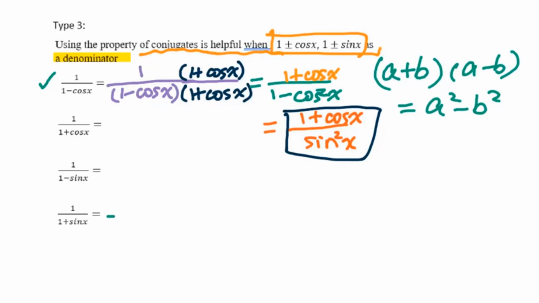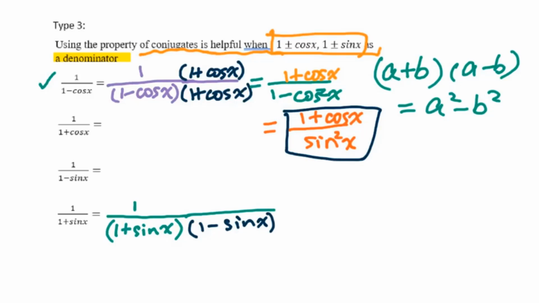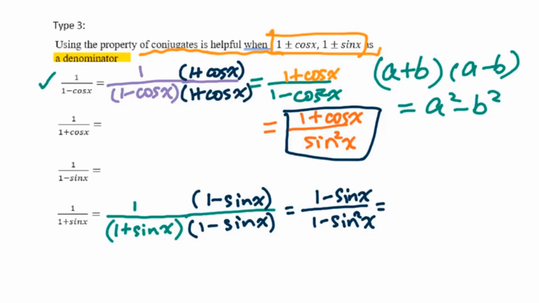Let's do one more. For 1 plus sine x, conjugate will be 1 minus sine x. So we got the 1 minus sine square x. Top is 1 minus sine x. Therefore, we got the cosine square x. Top will be 1 minus sine x.